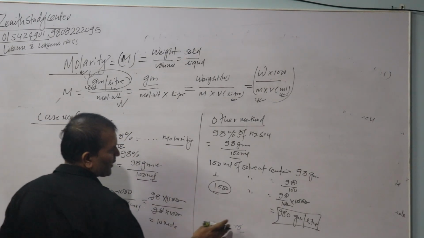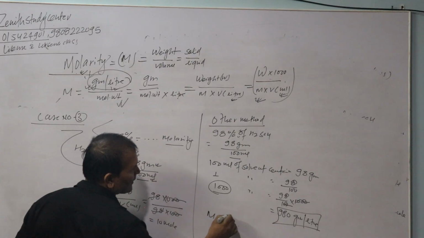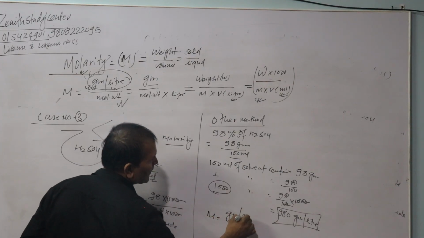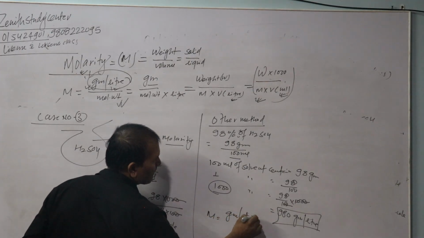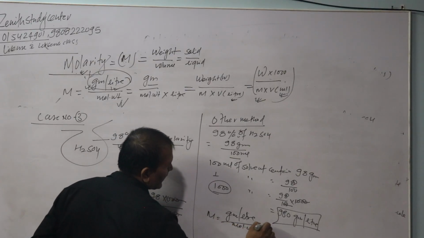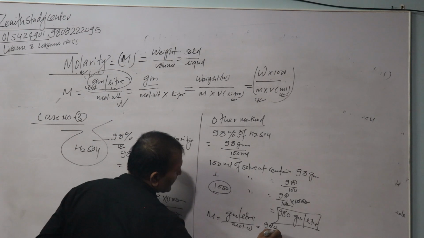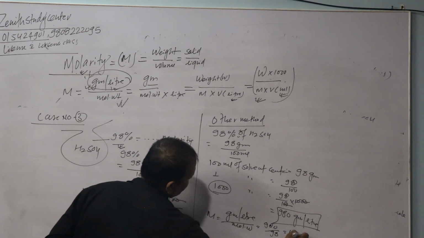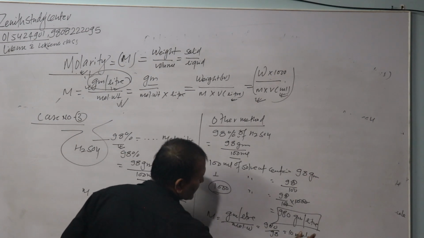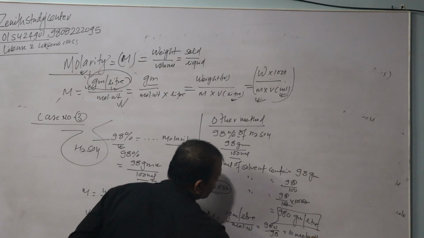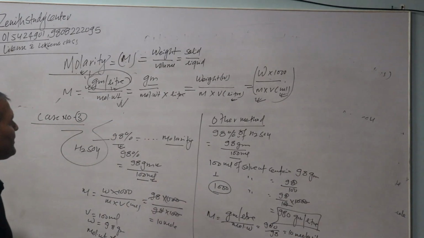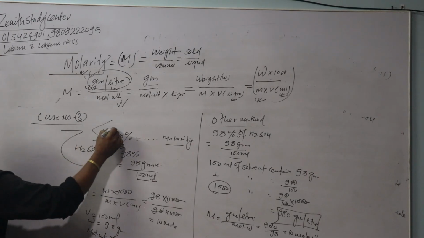So we calculate the gram per liter. What is the molarity? Gram per liter by molecular weight. 980 by 98, 10 molar. 10 molarity. So this is the derivation if your question says it contains 98%.